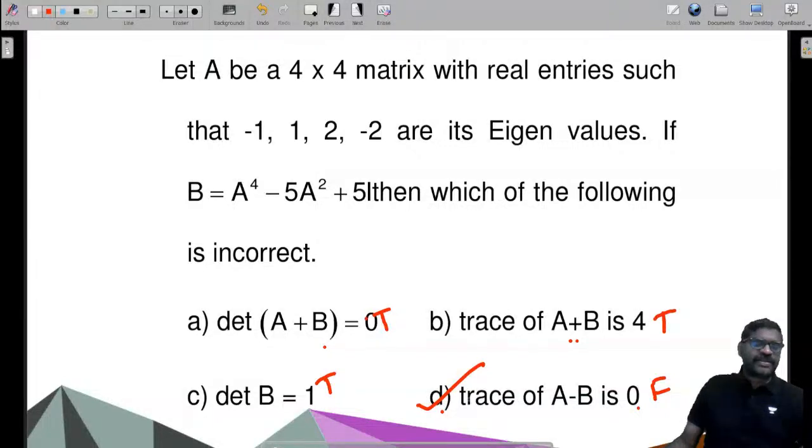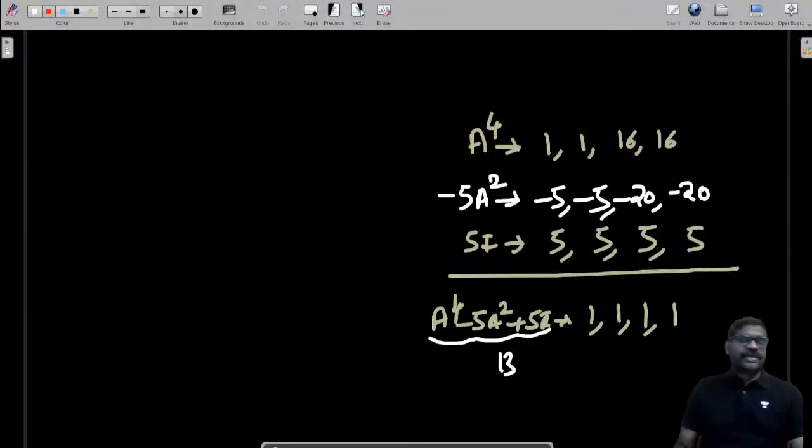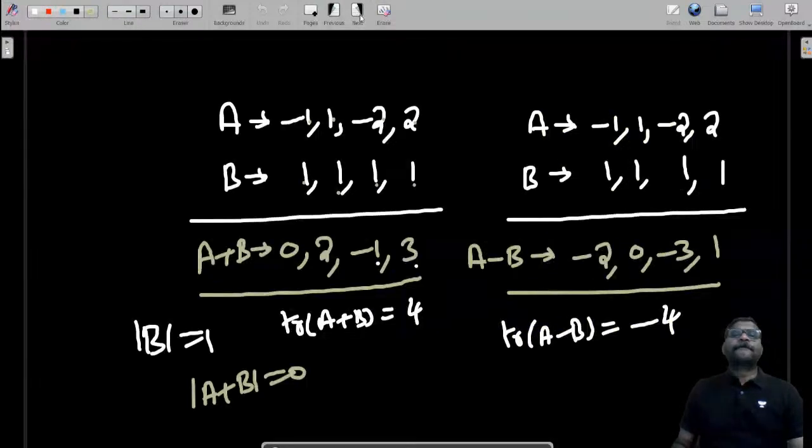Not visible. Anil? Atul Yadav? Not visible. Okay.